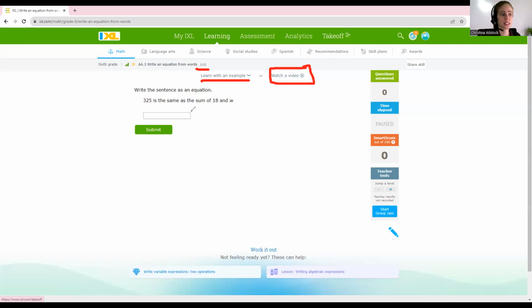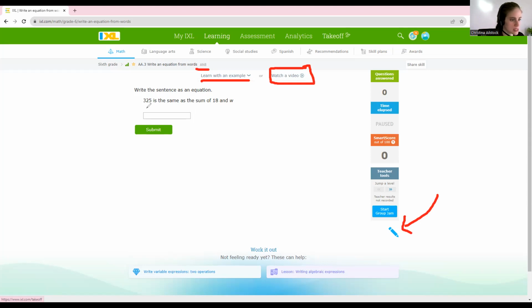All right, our first question says to write this sentence as an equation: 325 is the same as the sum of 18 and W. Now I'm going to go through and mark this up. Remember that you do have a pencil tool. So if you want to mark it up on IXL like I do, you can, or you can always use your own paper and pencil.